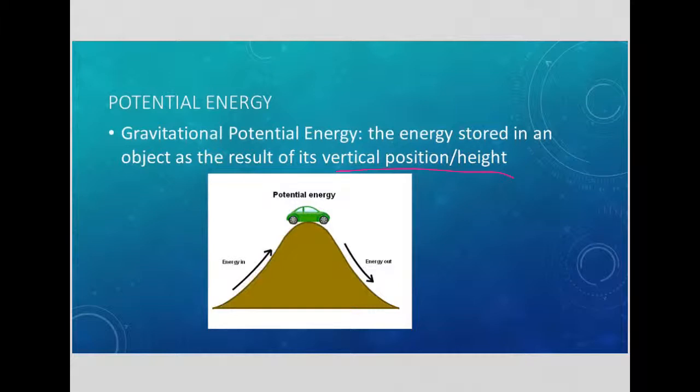So for example here, as the car goes up the hill, it increases in potential energy, and its maximum potential energy is achieved when it is at the top of the hill because it is at its highest point. And if it were to go down the hill, then it would decrease in potential energy. So here we could say that we have an increase in potential energy, and here we have a decrease in potential energy.